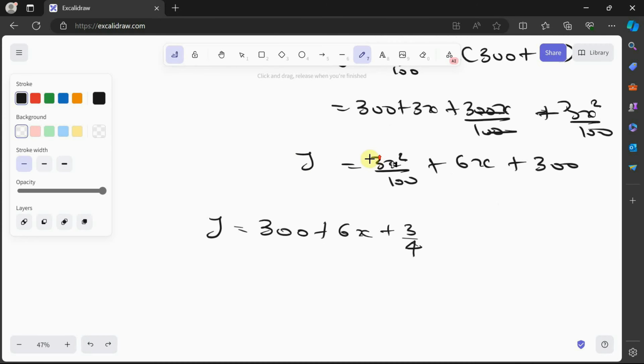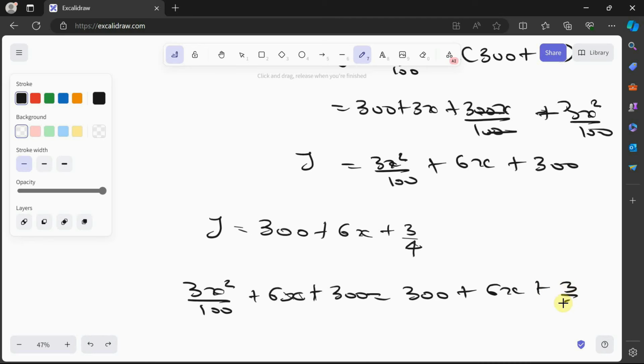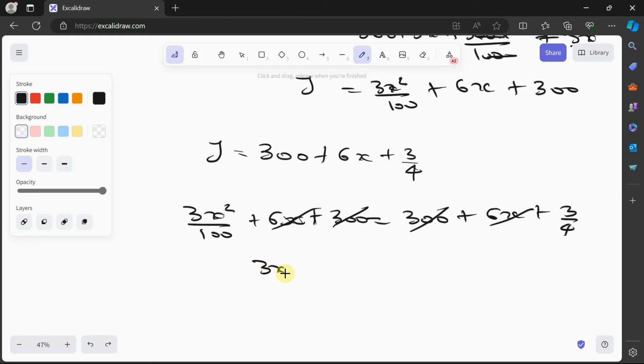So we notice that this is the amount James paid from one side of the equation, and this is the amount James paid from another side of the equation, since the amount should be the same thing. So if I equate these two together, that will be 3x squared all over 100 plus 6x plus 300 should be equal to 300 plus 6x plus 3 over 4. If you carry over some terms, this 300 will cancel out this 300, and this will also cancel out this 6x. You can try that out by yourself. So this will be 3x squared all over 100 is equal to 3 over 4.